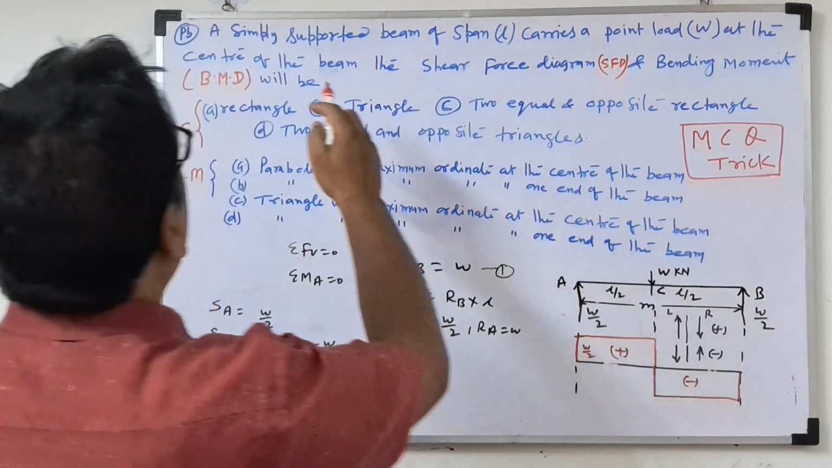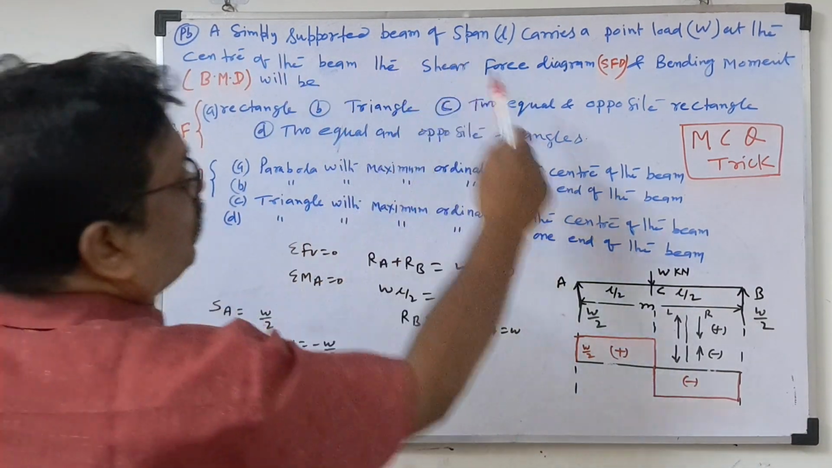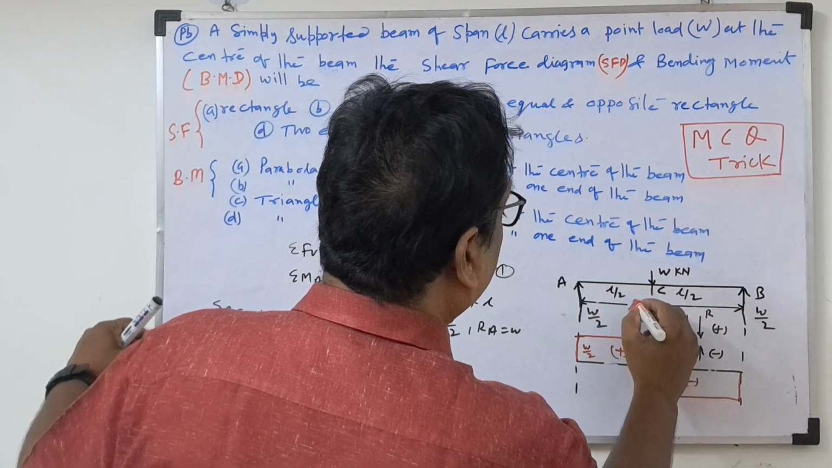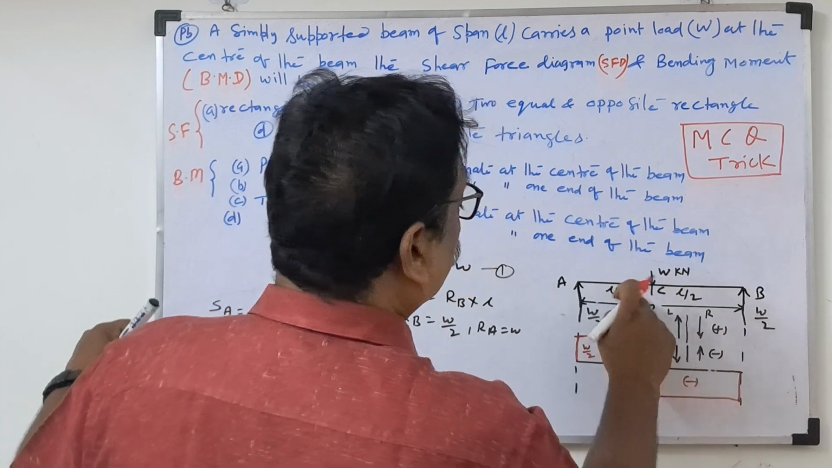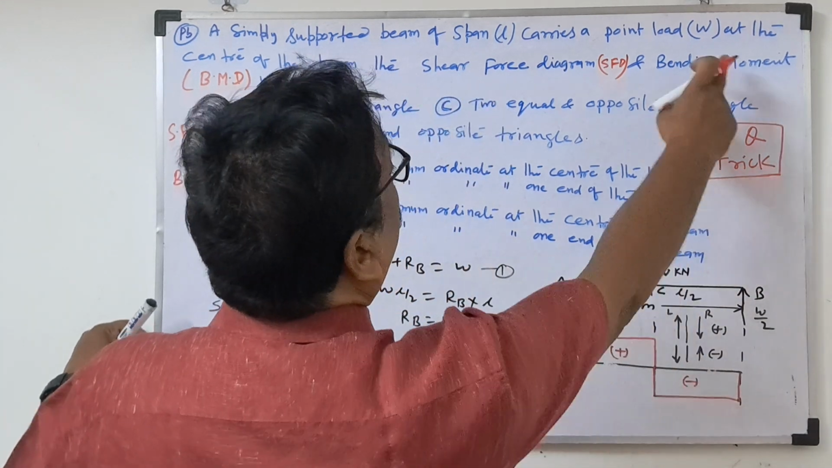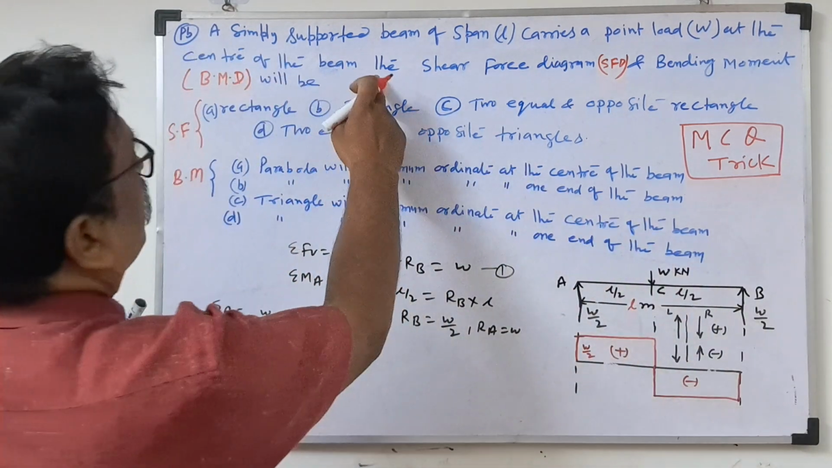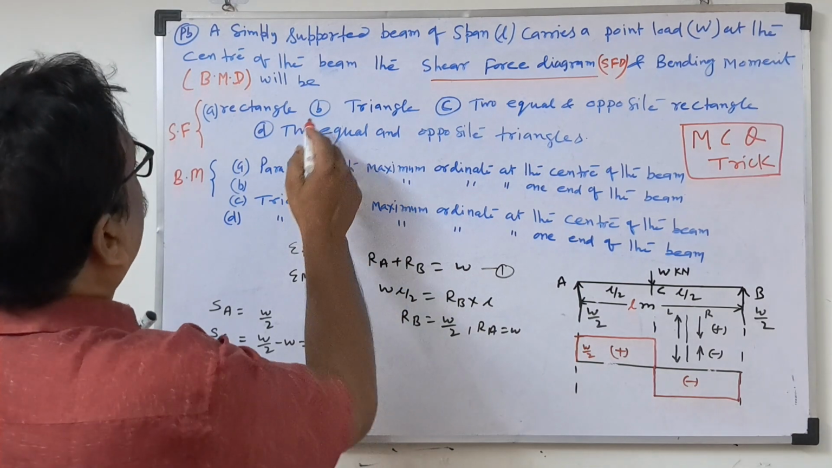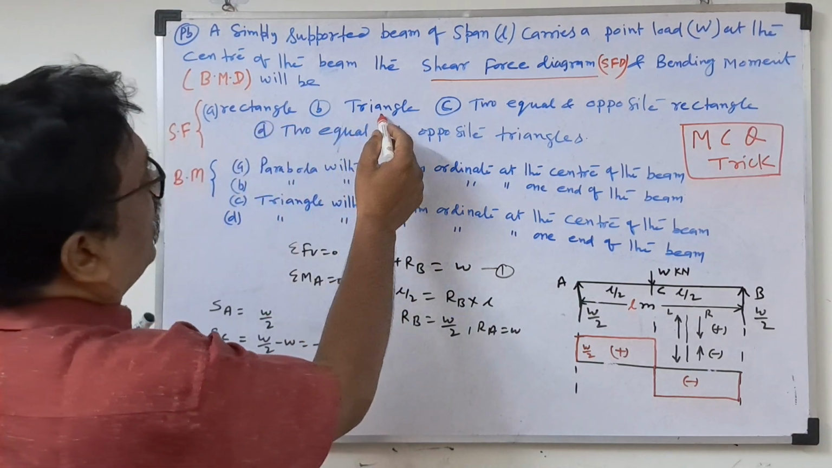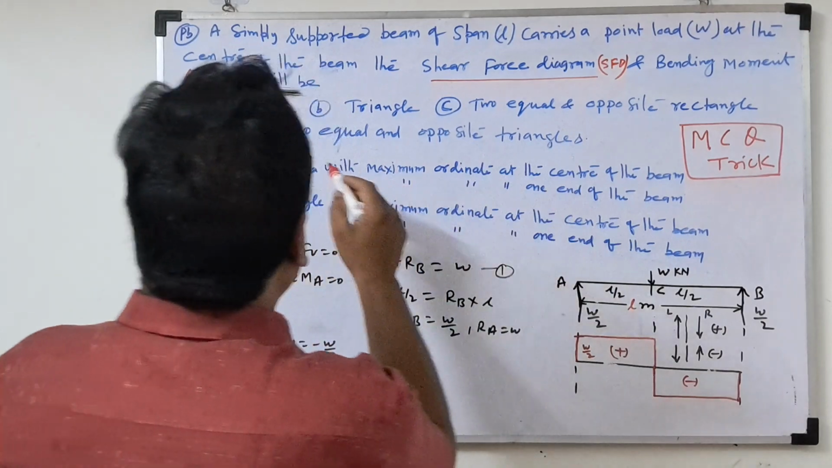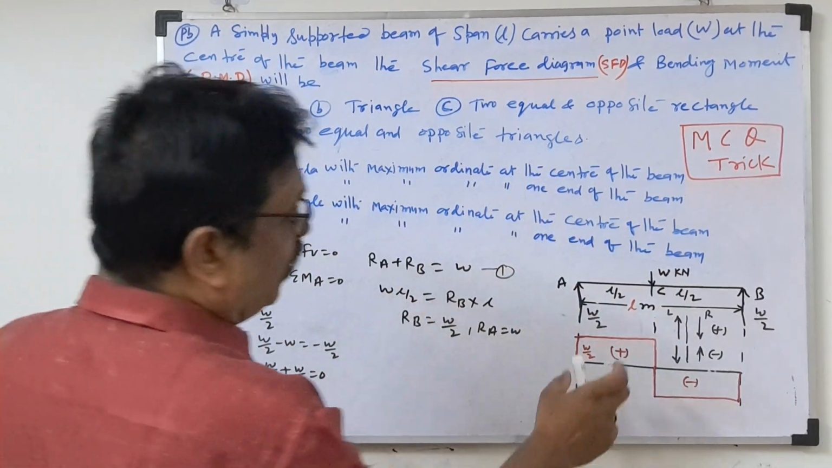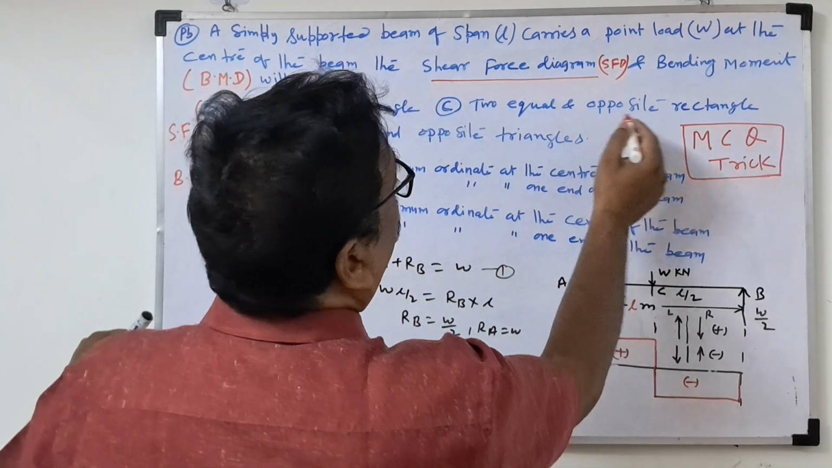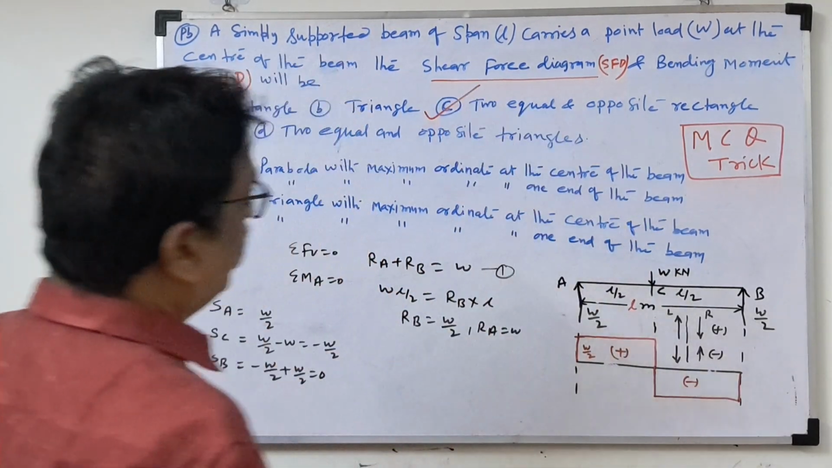Now if you see the first question: a simply supported beam of a span L, that means the total length is L meter. So this is L by 2, half the distance, and W is the load at the center of the beam. So what is the shear force diagram now? First question, the shear force diagram you see here: choice A rectangle, B triangle, C two equal and opposite rectangles, D two equal and opposite triangles. So now you see here, two equal and opposite rectangles, this is the answer.